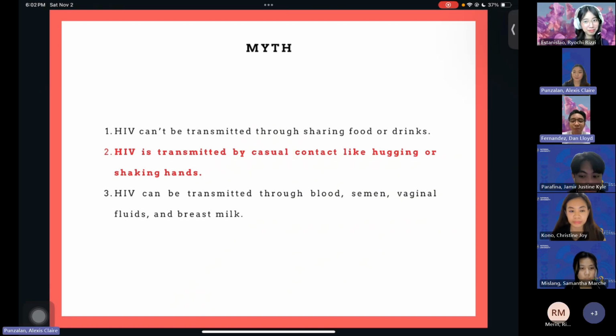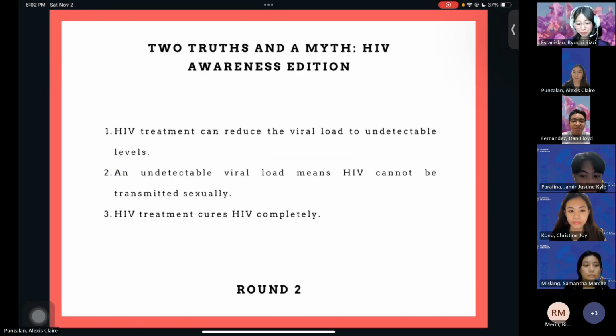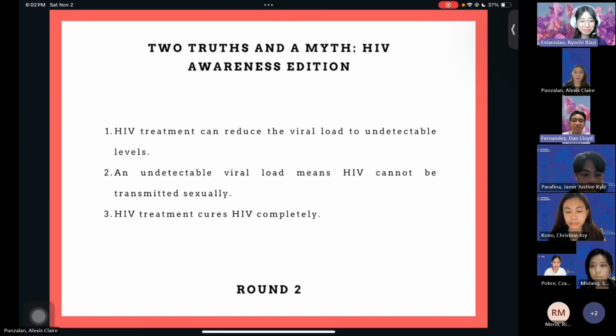Okay, let's now move on to question two. For the first statement, HIV treatment can reduce the viral load to undetectable levels. For the second one, undetectable viral load means HIV cannot be transmitted sexually. And for the last statement, HIV treatment cures HIV completely. Now, which statement is the myth? Okay, three, two, one. Raise your hands. Okay, Miss Lang, what's your answer?